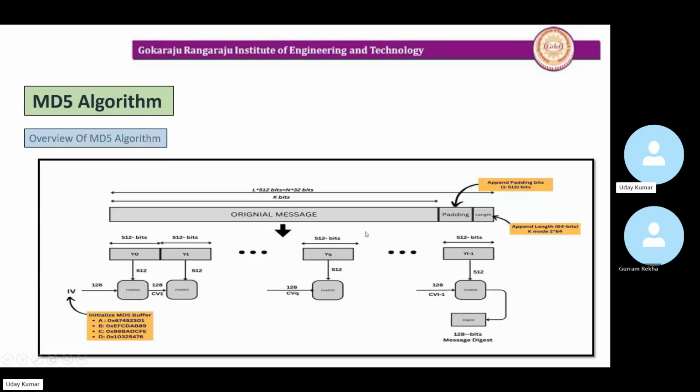Right? And this is the brief diagram of the MD5 algorithm. This is the original message. You pad the bits and divide that into 512-bit blocks. Take A, B, C, D. You transform the 512 bits 64 times, and the output you get is the final 128-bit message digest. So this is how the MD5 algorithm performs.